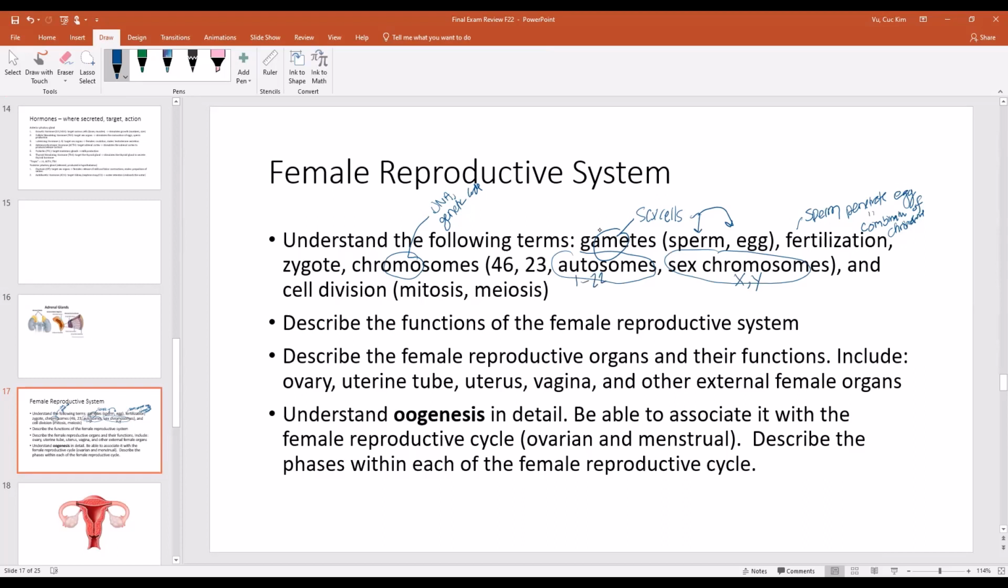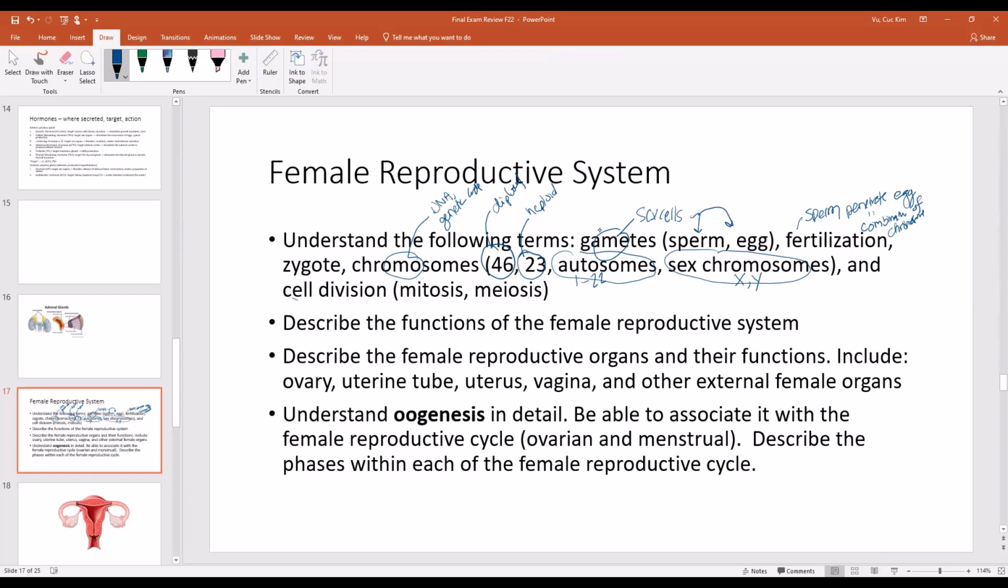If you have 23 chromosomes, what do we call that? A cell with 23 chromosomes is called 1N, haploid. Haploid. Very good. And if a cell has 46 chromosomes, it's called diploid. Diploid. Very good. So gametes are which ones? Is it the haploid? Yes, it is. That's right. Very good.